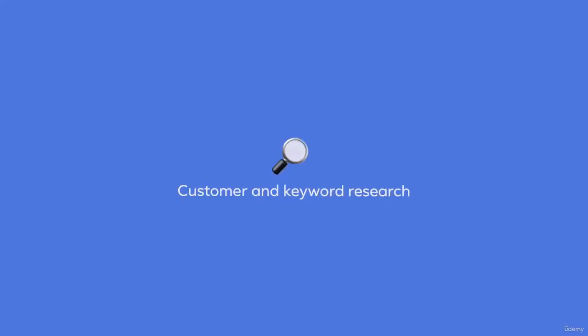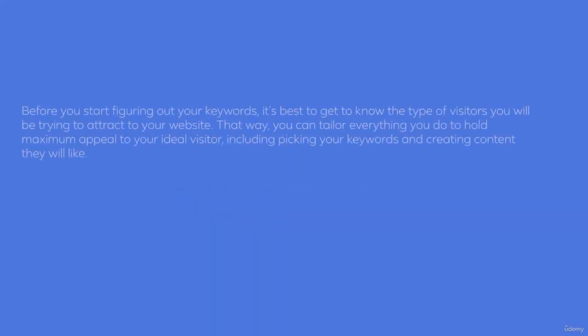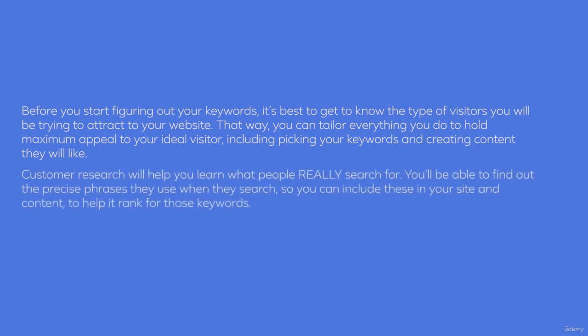Customer and keyword search. Before you start figuring out your keywords, it's best to get to know the type of visitors you'll be trying to attract to your website. That way, you can tailor everything you do to hold maximum appeal to your ideal visitor, including picking your keywords and creating content they will like. Customer research will help you learn what people really search for. You'll be able to find out the precise phrases they use when they search, so you can include these in your site and content to help it rank for those keywords.